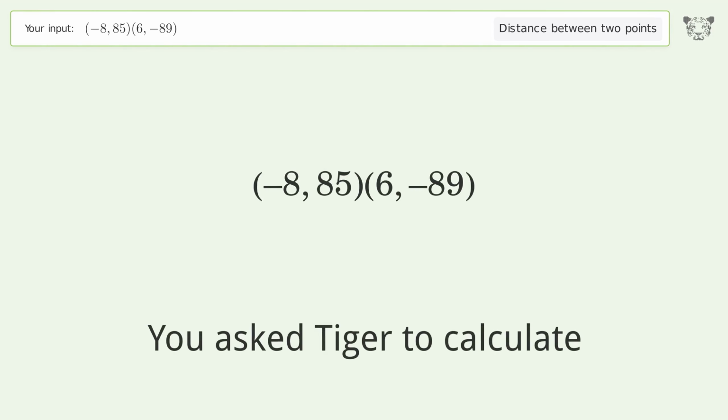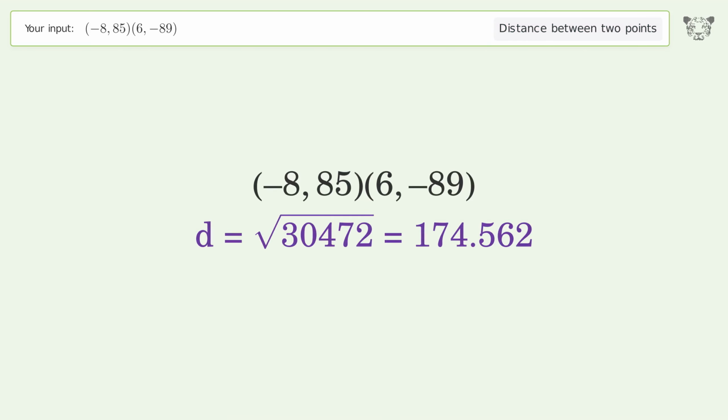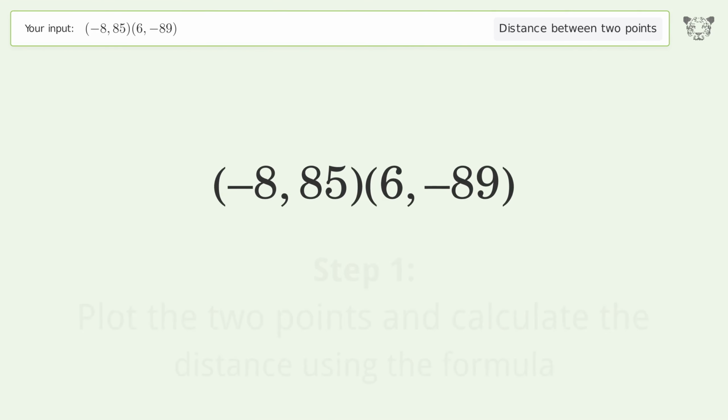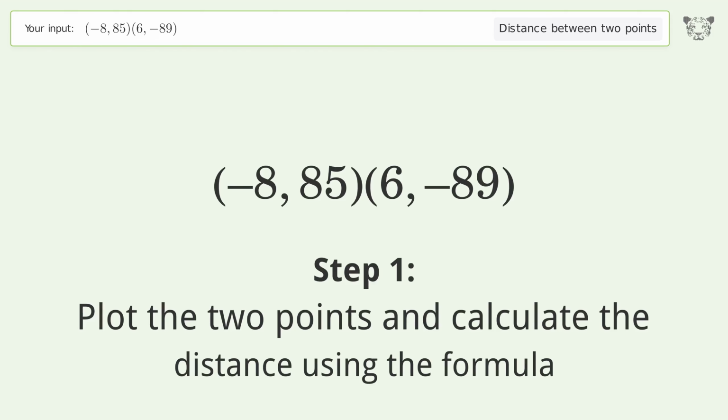You ask Tiger to calculate. This deals with the distance between 2 points. The distance between the 2 points is the square root of 30,472 or 174.562. Let's solve it step by step. Plot the 2 points and calculate the distance using the formula.